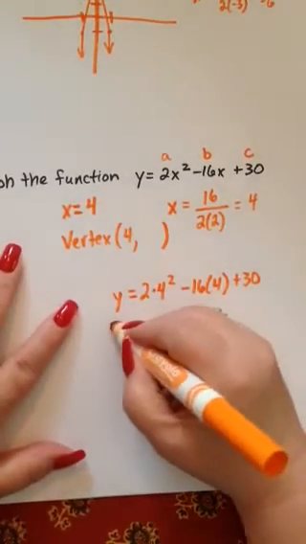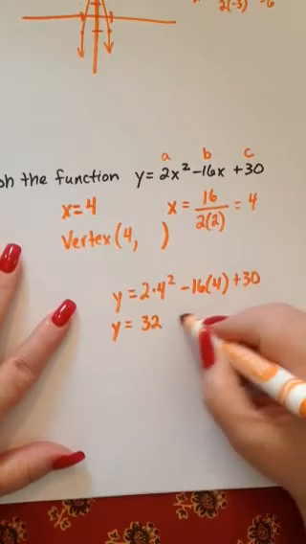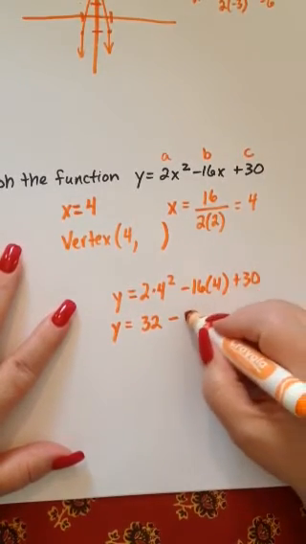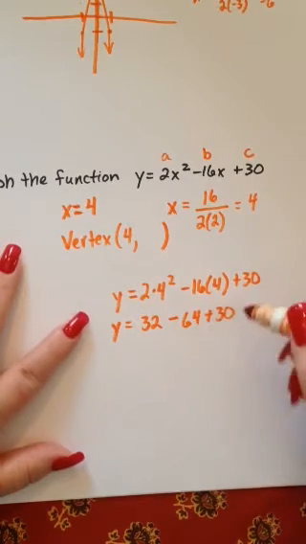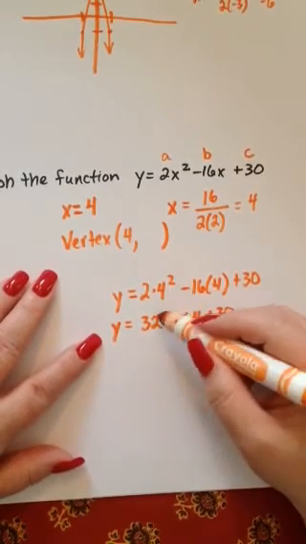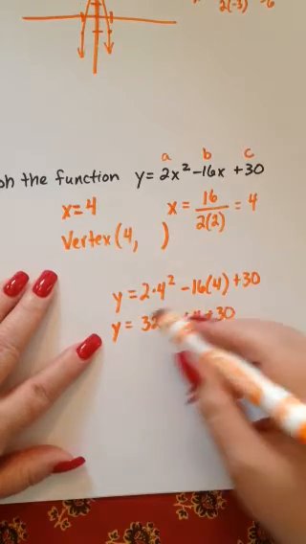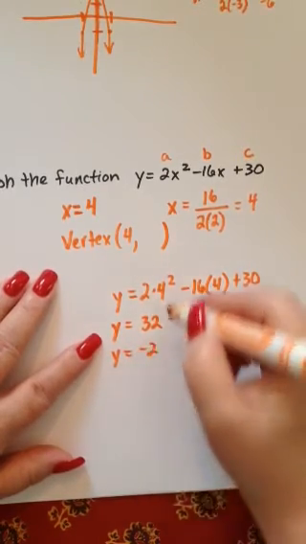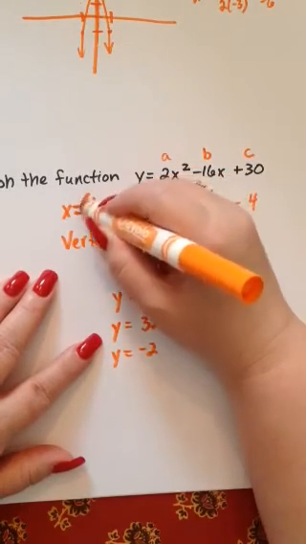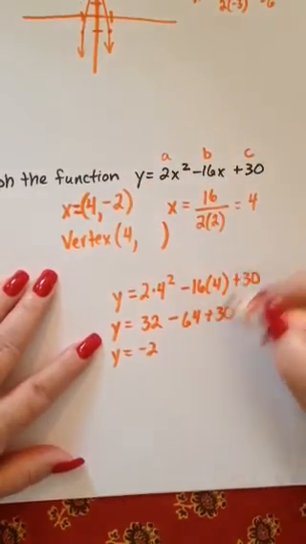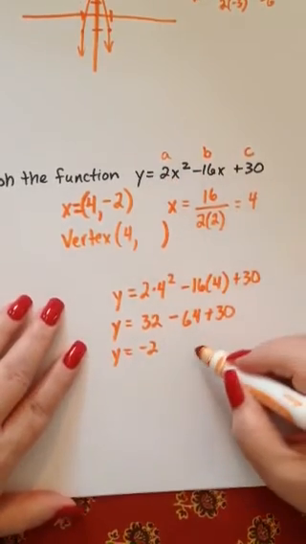All right, so this will be y is equal to 2 times 16, which is 32, minus 16 times 4, which is 64, plus 30. This would be, let's say 32 and 30 make 62. Positive 62 minus 64 gives me negative 2. So it looks like my vertex is at 4, negative 2. I can tell that the parabola opens upward because it's a positive x squared.